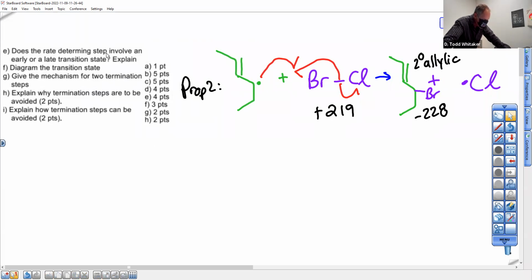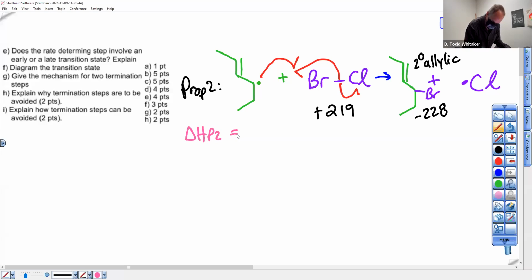Does the rate determining step, which we determined was Prop 2, that's why I copied it over here, have an early or late transition state? Okay, so did we establish endo or exo? I forgot. It's exo, delta H P2 equals, what was it, -9? Is that right? Yeah. And you don't need this diagram to answer this question, but that's exo, right?